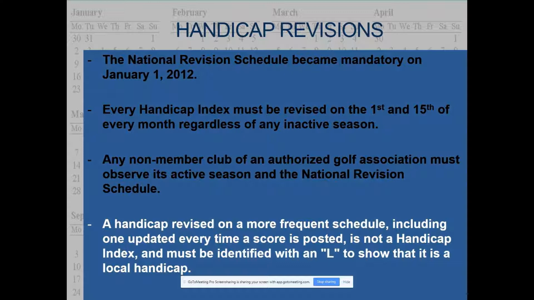And then lastly, a handicap revised on a more frequent schedule, most commonly known as a trend, as some of you have seen in the system, is always designated with an L, which means local. It is not an official handicap index, it's simply a trend. And so that information is what you're trending to be at the next revision. And if you're going to utilize that within your own competitions, it must remain local to your own home club. It is not transferable to anywhere else.